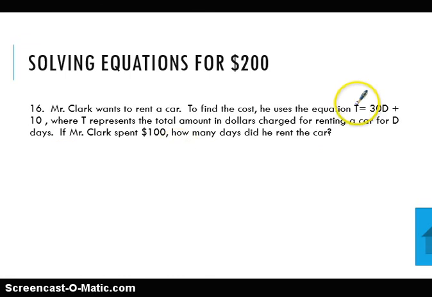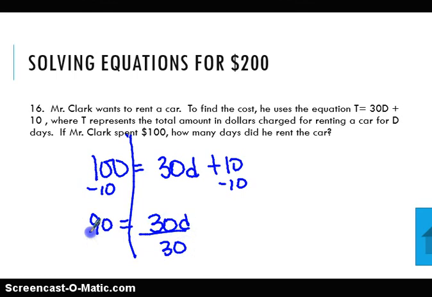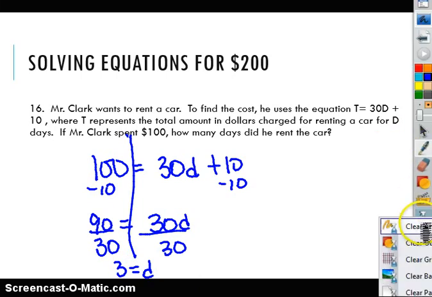So I'm going to take 100 and replace it for the T. So 100 is equal to 30D plus 10. Subtract 10. Subtract 10, 90 is equal to 30D. Divide both sides by 30, and we get 3 is equal to D. So Mr. Clark rented the car for 3 days.